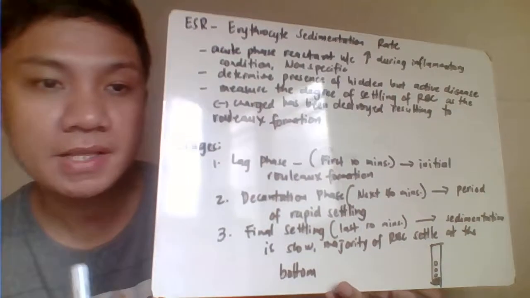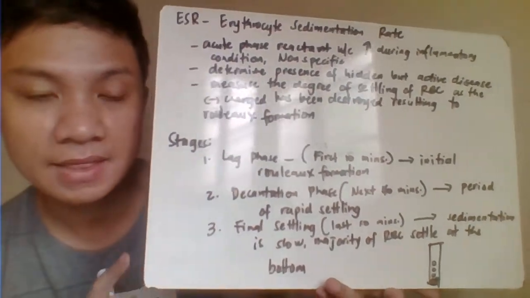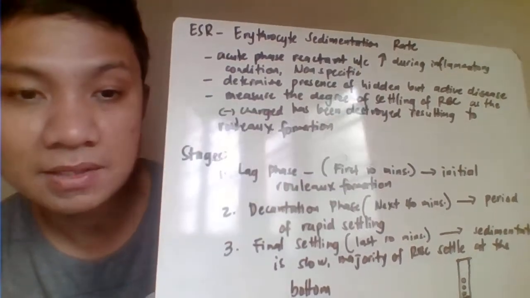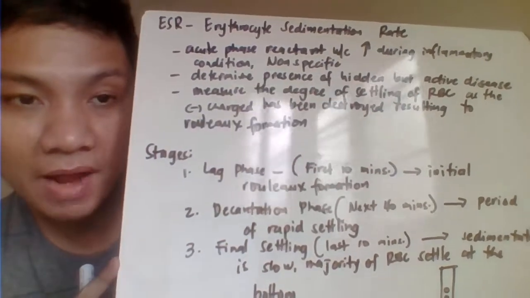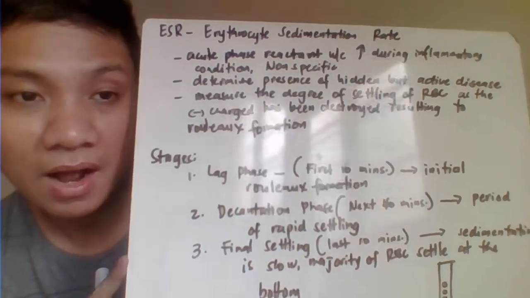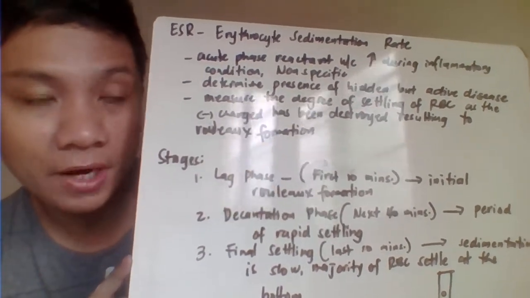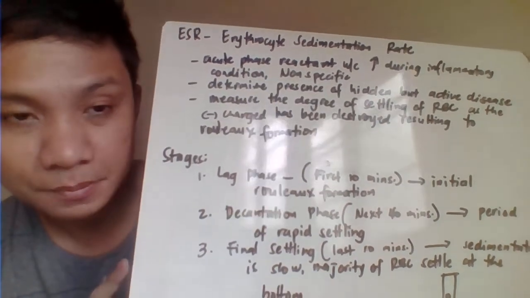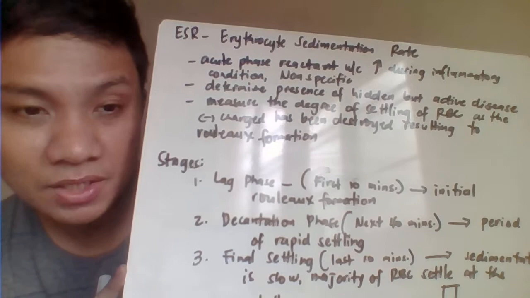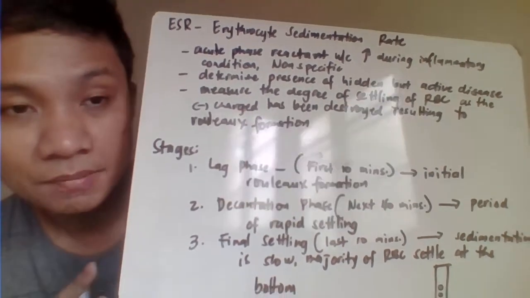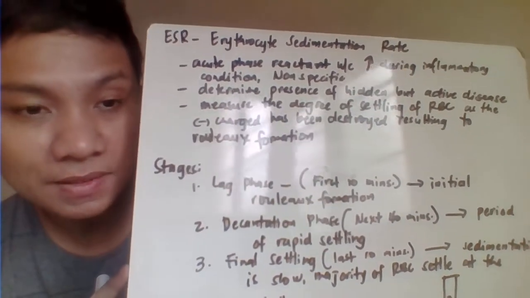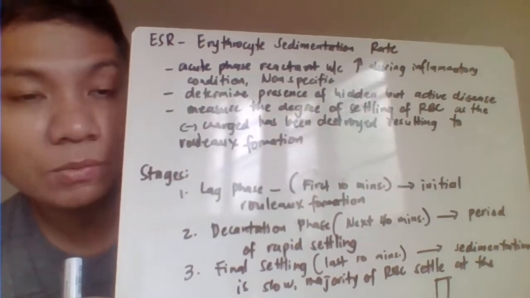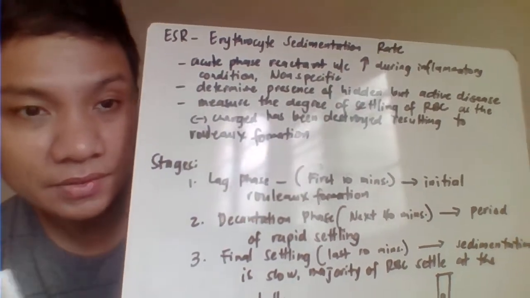Okay, then we have also here the ESR or the erythrocyte sedimentation rate. Erythrocyte sedimentation rate is actually one of our acute phase reactants. Acute phase reactants are substances which are used here for evaluating the presence of inflammatory reactions. So all inflammatory reactions tend to increase the result. Meaning to say, this ESR is a non-specific test. So any inflammatory reaction inside the body of the patient will give an increased result.